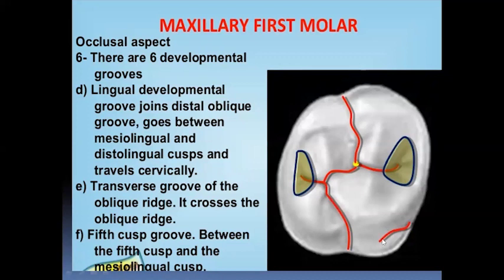Fifth, the cusp groove, is between the fifth cusp and the mesiolingual cusp. This is the fifth cusp groove. The cusp of Carabelli is present on the mesiolingual cusp.